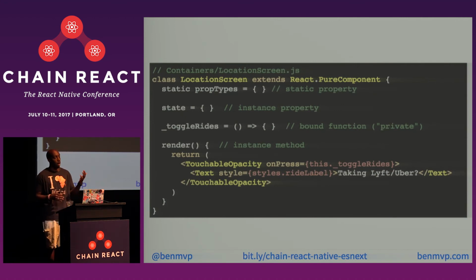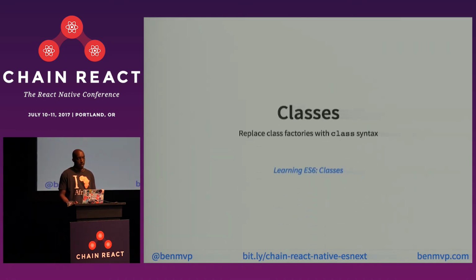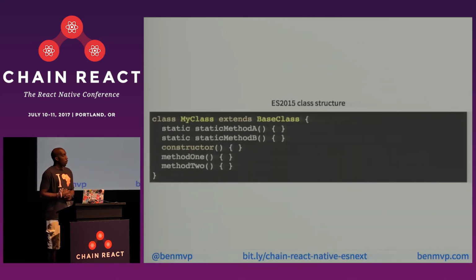So we have our static properties there, our static prop types rather, state, this private method function type thing I want you to pay attention to especially, and then our render method. So we're talking about classes here. So this is what the ES 2015 class structure defines. You can have some static methods, you can have a constructor, you can have instance methods, and that's it. No properties whatsoever, static properties or instance properties.